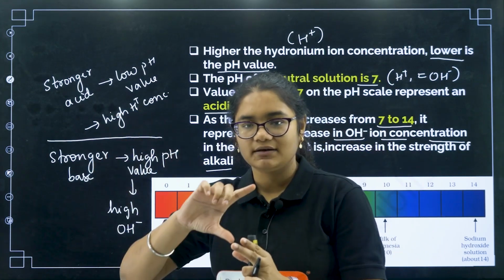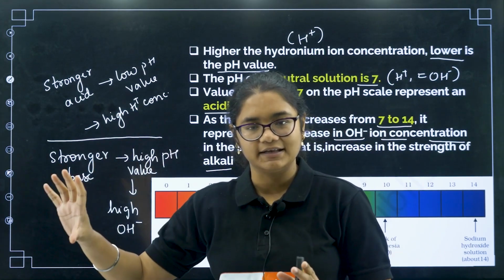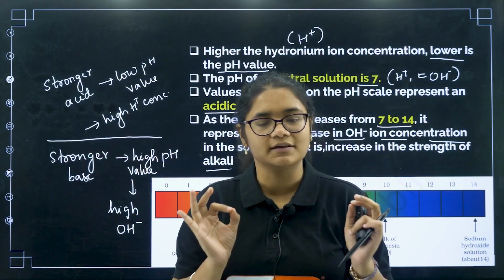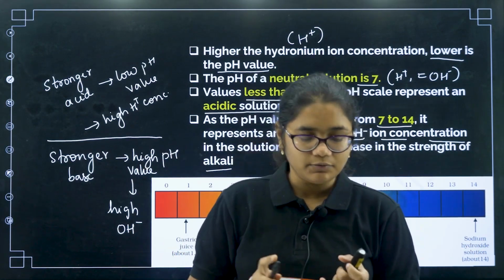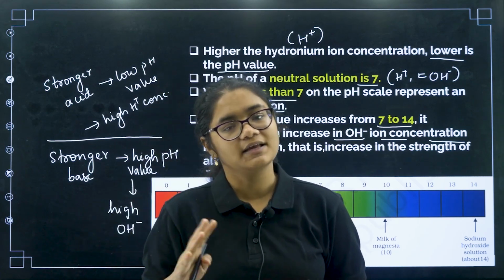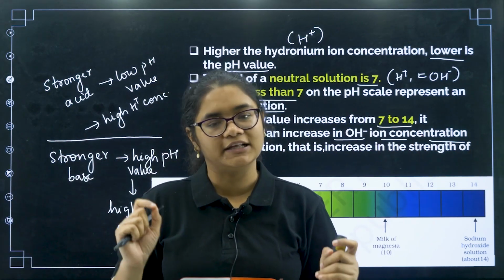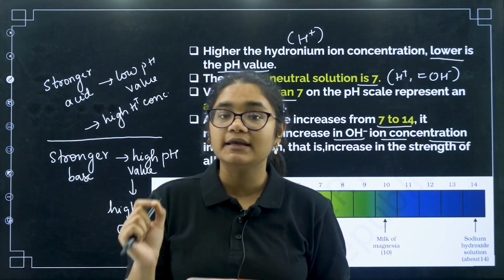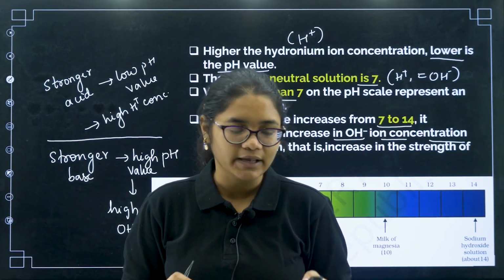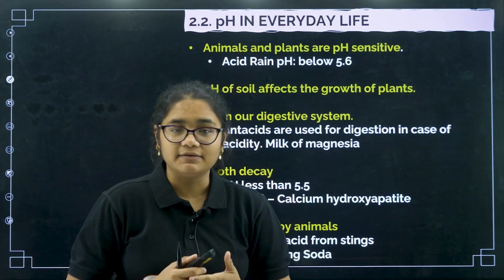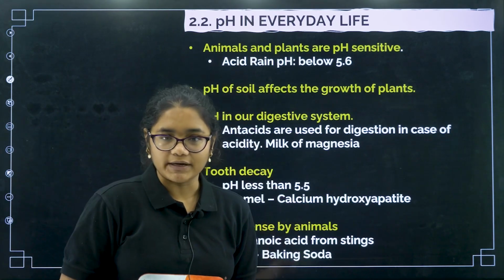So 0 to 6.9 is acidic nature, 7.1 to 14 is basic nature, and 7 is the neutral point. Neutral point means where H plus and OH minus are equal. This side H plus is more, this side OH minus is more. At the middle, H plus and OH minus are equal in concentration. Okay, fine. Now we will see some everyday life situations where pH is very, very important, but we generally ignore it.